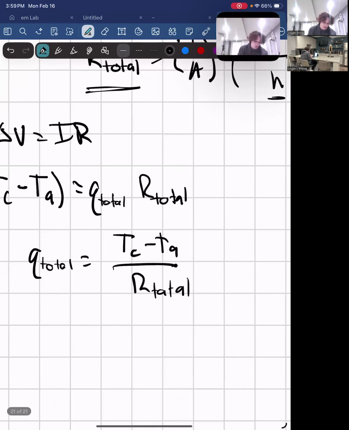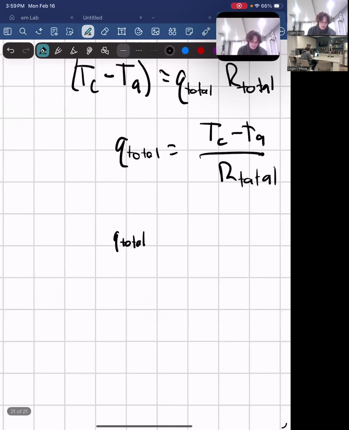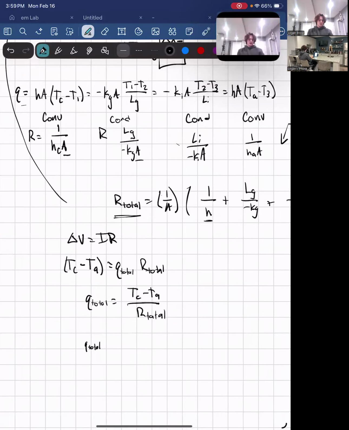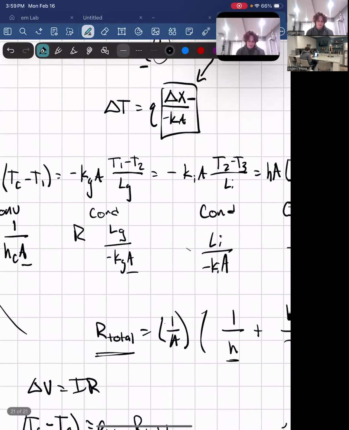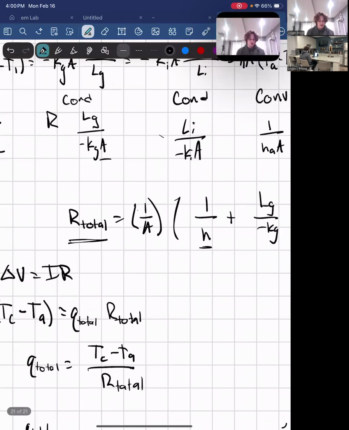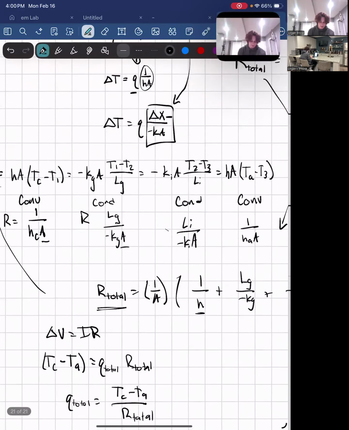So this Q total value is now easily found by relating our Q equations to Ohm's law. And so instead of having to look up a thermal diffusivity or a thermal conductivity, you can just look in the problem and find your height, your area, your length of different surfaces, and it is much easier to find your Q total.